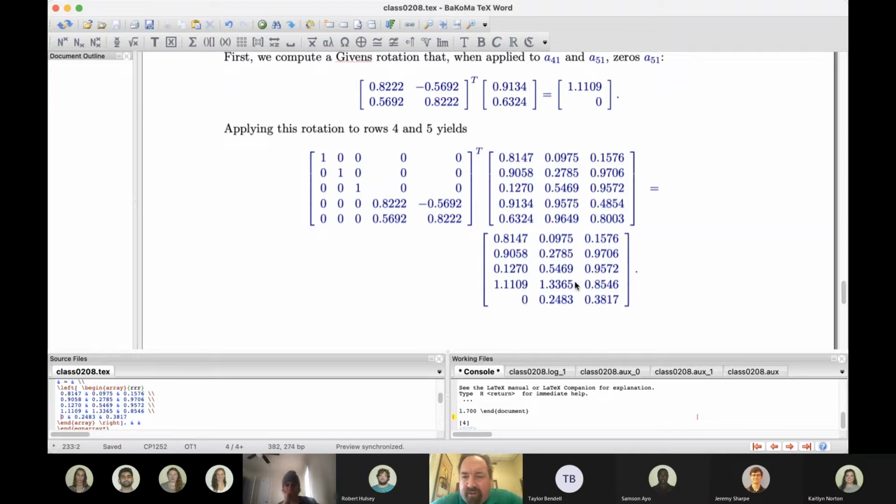The other entries are affected just because I can't just apply this row rotation only to these entries. I'm multiplying on the left. That performs operations on entire rows. So here's my first step towards upper triangularity, zeroing out this entry.